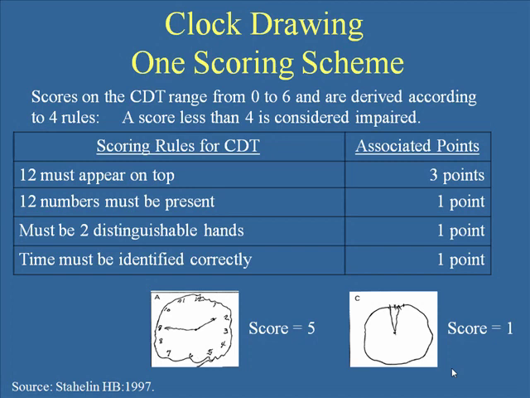And on this slide, there are 2 examples. On A there, you can see that the 12 appears at the top. All 12 numbers are present on the face of the clock.